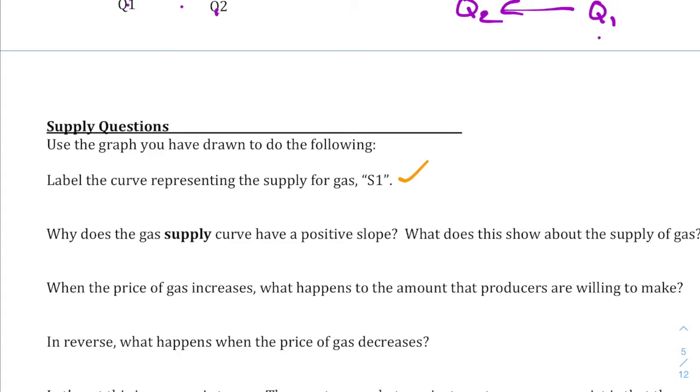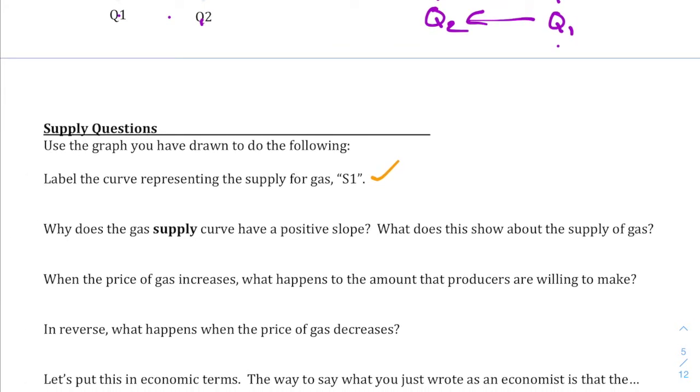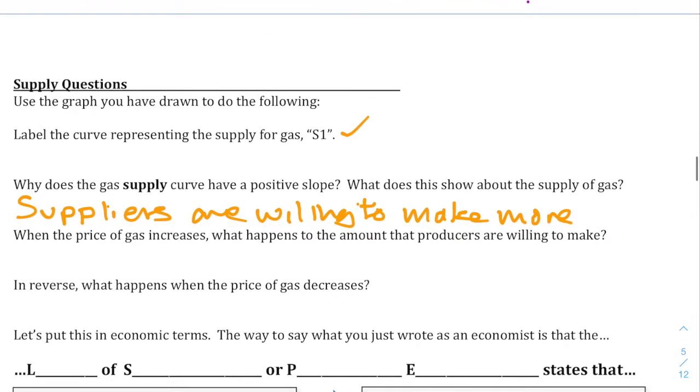All right, so anyway, the supply curve has a positive slope because the quantity supplied by manufacturers, whether it's gas or you guys making gaseous foods, increases as the price goes up. So manufacturers, suppliers are willing to supply, or I'm going to call it make, they're willing to make more at higher prices.